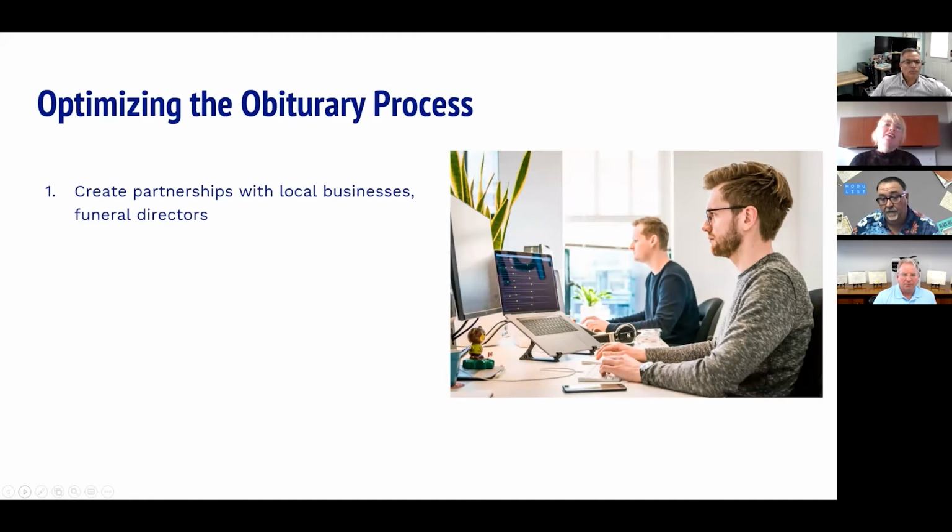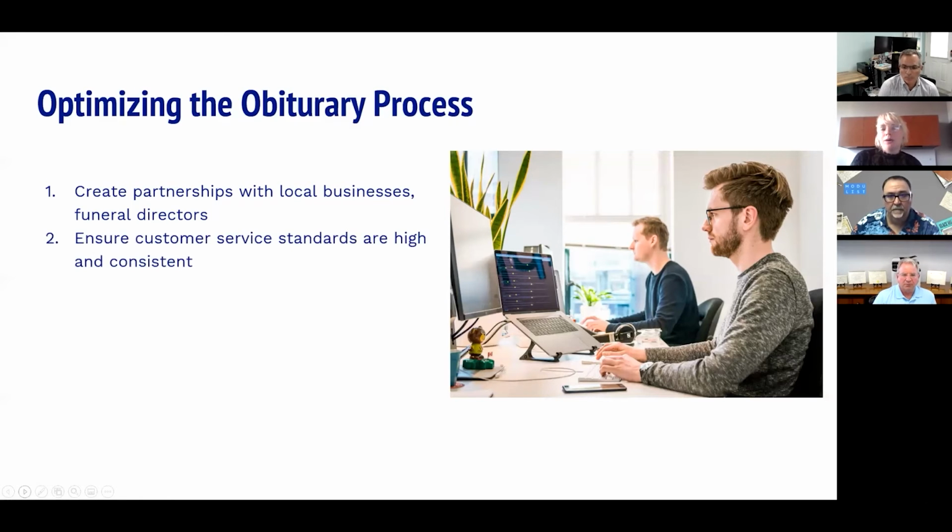So again, this is just what we recommend, based on what we've gained in the last 5 years. Number 1, we very much highly recommend that you create partnerships with local businesses for business briefs or funeral directors. We have an onboarding system for funeral directors so that they can feel supported with using the system, including demos and educational content. We also have a newsletter for them.